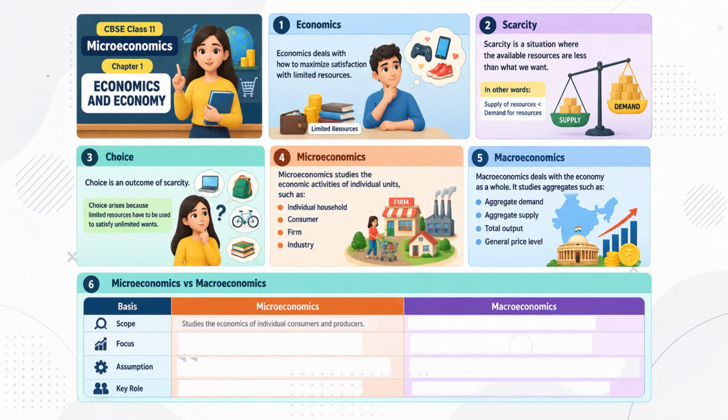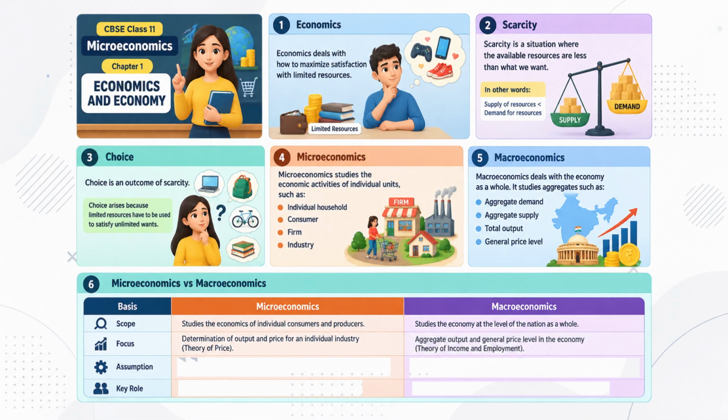Microeconomics studies individual consumers and producers. Macroeconomics studies the economy at the level of the nation as a whole. Microeconomics deals with the determination of output and price for an individual industry. This is called the theory of price. Macroeconomics deals with aggregate output and the general price level in the economy. This is called the theory of income and employment.